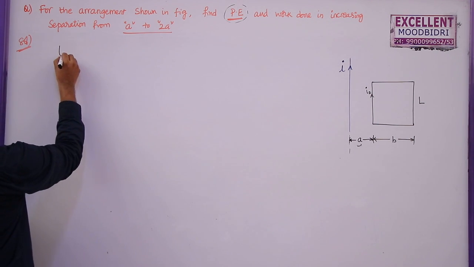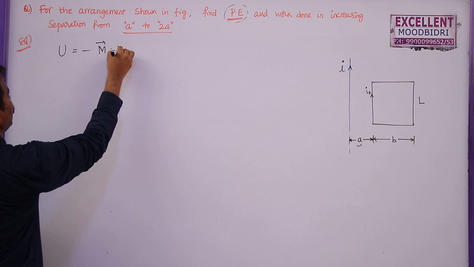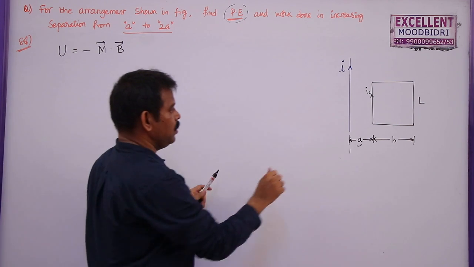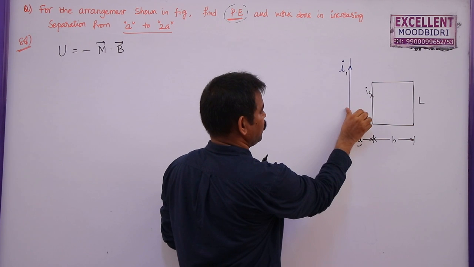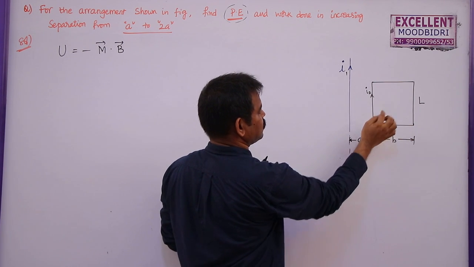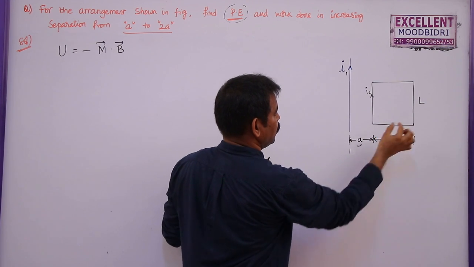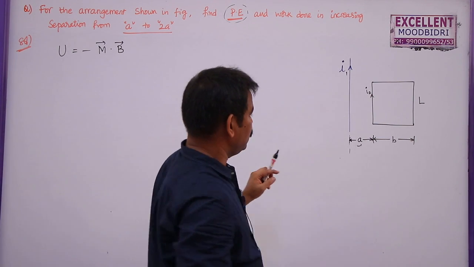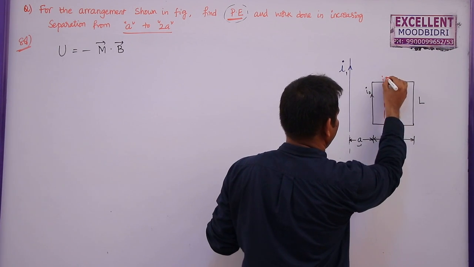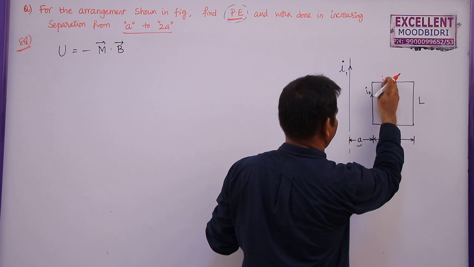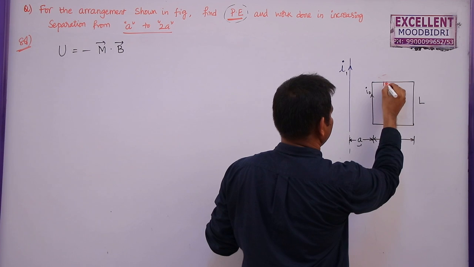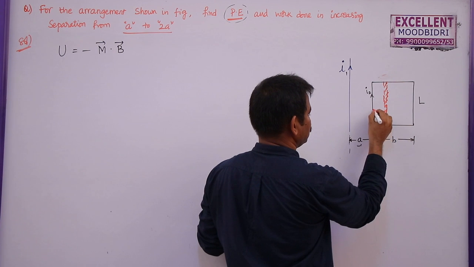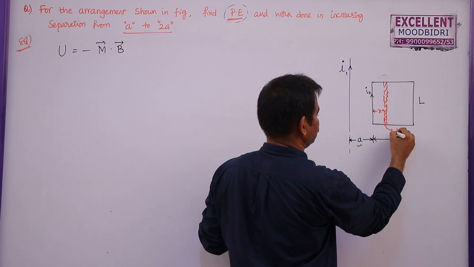The potential energy is given by minus m bar dot B bar. You can use this formula if B bar is uniform, but here, due to this current I1, the magnetic field will be different as the distance increases. Each and every part of this coil will experience a different magnetic field. So that's why I am going to take a small portion here, whose length is L only, which is at a distance of x from this one, and this is dx.